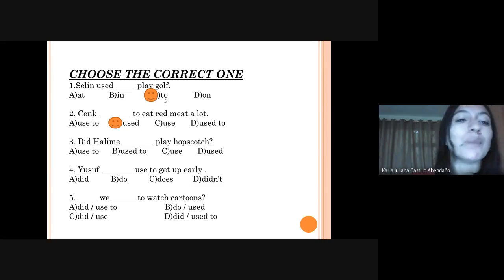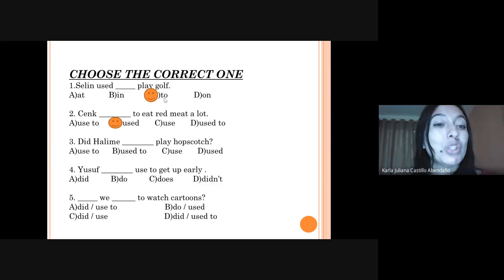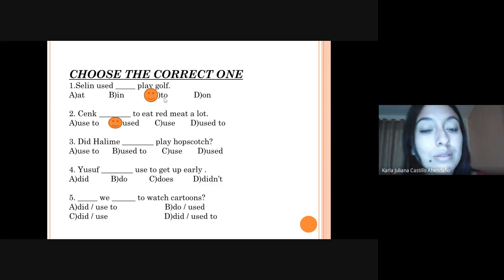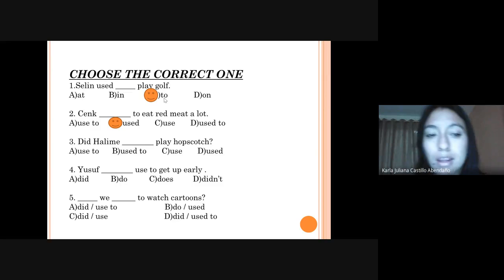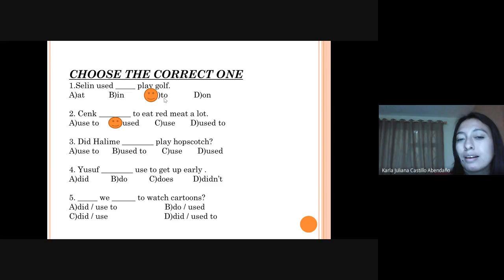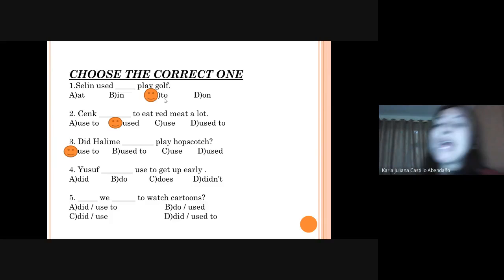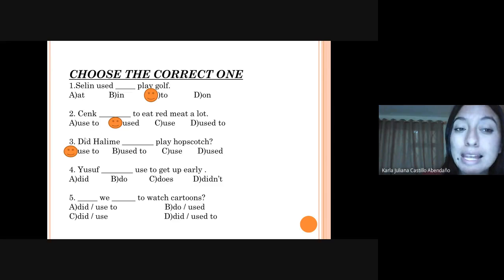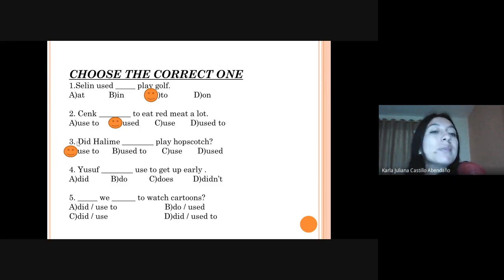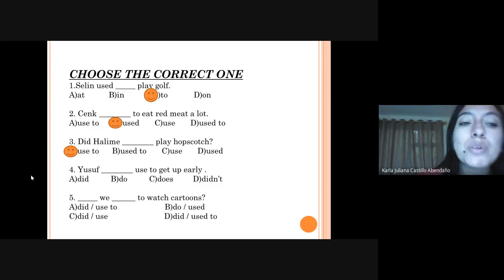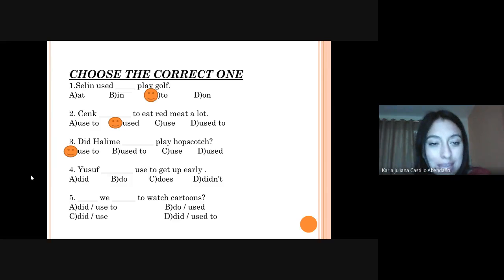Great. Jaimito, did Halim used to, used to, use, or used? Right? Let me see. Excellent. Very good. Did Halim use to play hopscotch? But tell me, Jaimito, why did you choose the first one? Great. Because we already have the auxiliary. When we have the auxiliary, we don't have to put the "d" at the end, right?